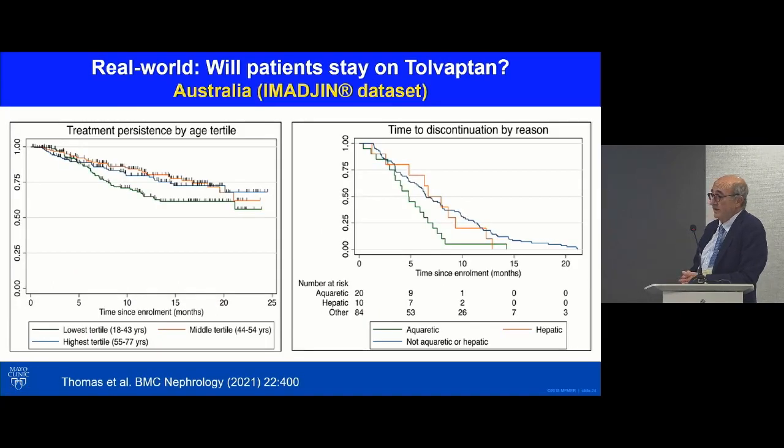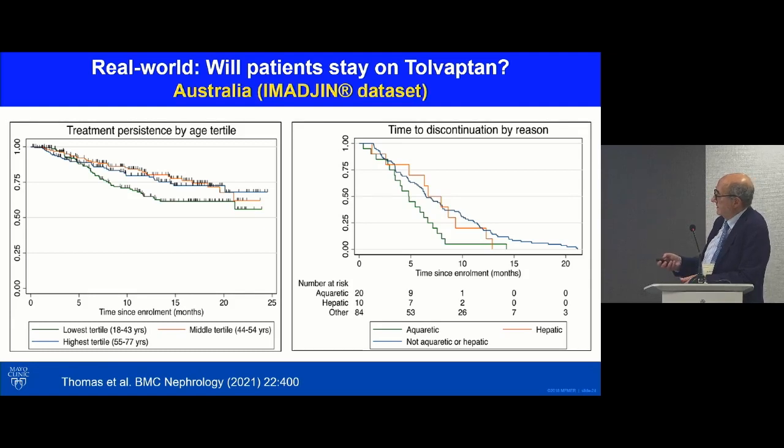Now, a question beyond the clinical trials is how tolvaptan would behave in real life situations. In Australia, tolvaptan was approved in 2017, and at that time a program was initiated to monitor these patients, particularly with the interest of monitoring for the development of liver toxicity. And this program was called Imagine.